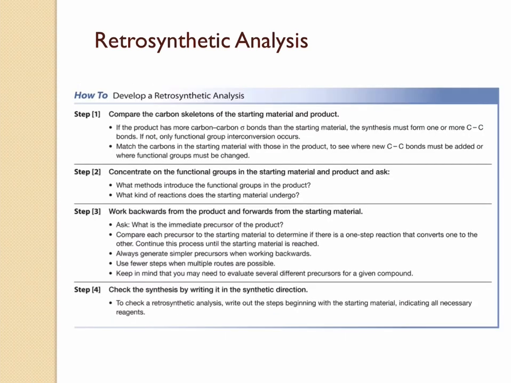Here are the different steps that we are going to follow in the retrosynthetic analysis. The first step is to compare the carbon skeletons of the starting material and product. The next step is to concentrate on the functional groups present in the starting material and the product and to see what kind of interconversions we need to perform. The third one is working backwards from the product and forwards from the starting material. And the fourth one is to check the retrosynthetic analysis by writing it in the synthetic direction.